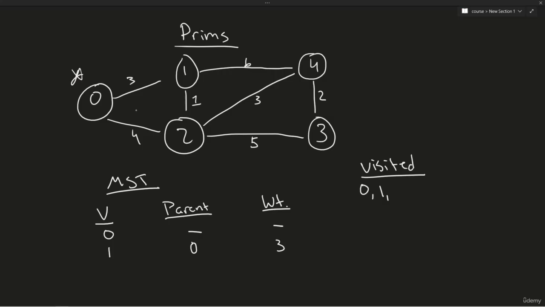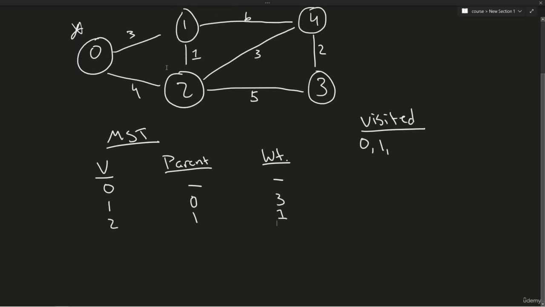From 1, our neighbors are 4 and 2, and we see that 2 has a weight of 1. So for vertex 2, we say the parent is 1 and the weight is 1. And then we have vertex 3 and 4.